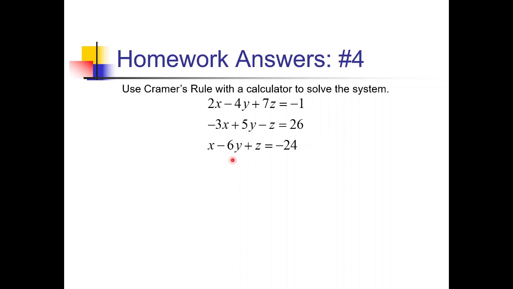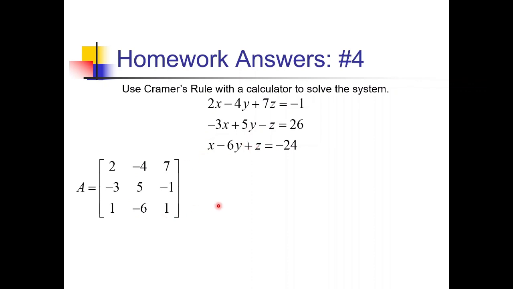To solve this 3 by 3 system, I'm going to set up 4 matrices and then use the Desmos matrix calculator with Cramer's rule to finish the job. So my first matrix, matrix A, that'll just be the coefficient matrix. So just all the coefficients for the left part of the equations. We'll have a 2, -4, a 7, -3, 5, -1, and then finally we'll have a 1, -6, and a 1.